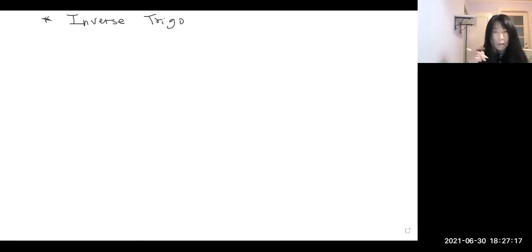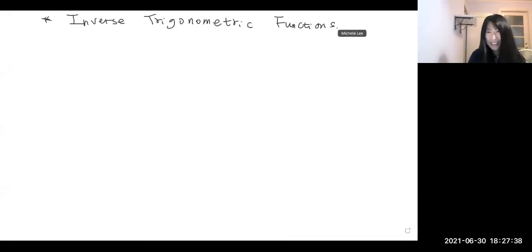There is one person picking on my spelling, so I have to be very careful. Trigonometric functions. See, he's watching me. Look at him. He's looking at me to see whether I make a mistake in the spelling.